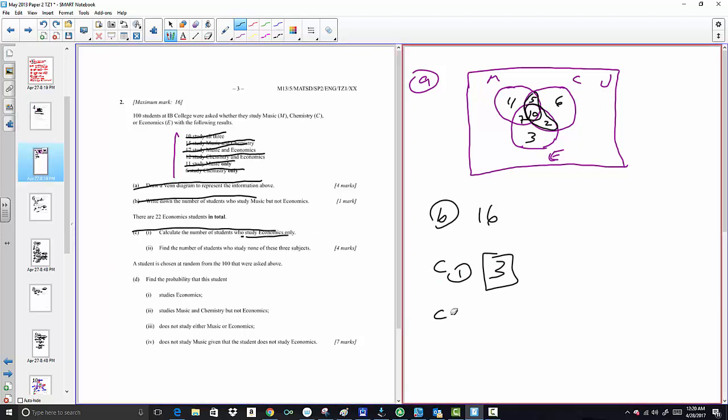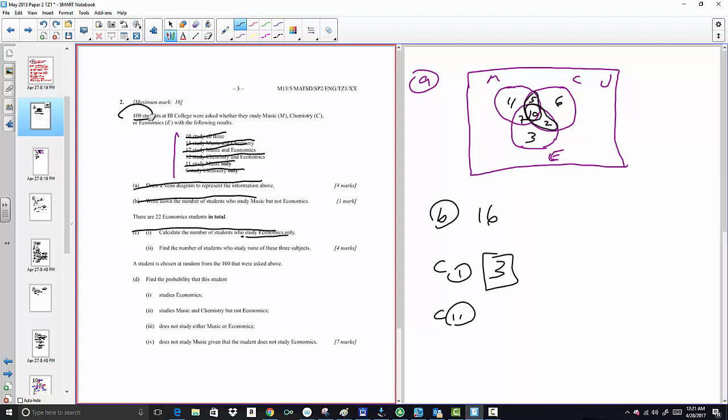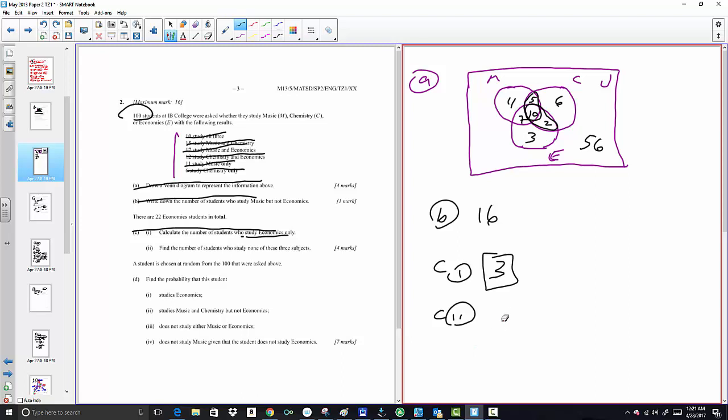So C part 2. Find the number of students who study none of the 3 subjects. None of these 3 subjects, okay? There's a total of 100 students. So how many do we have in these bubbles here? Let's see. We have 11 and 5, which is 16, and 6, which is 22, 10 more, which is 32, 2 more, which is 34, 7 on top of that, which is 41, and then 3, which is 44. So that should leave a total of 56 that are not actually studying anything. So that answer is 56. Okay, not studying any of these 3 subjects.